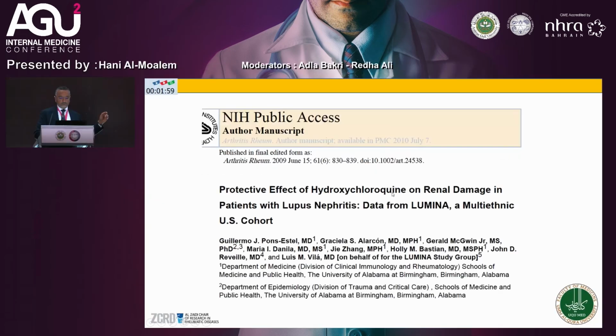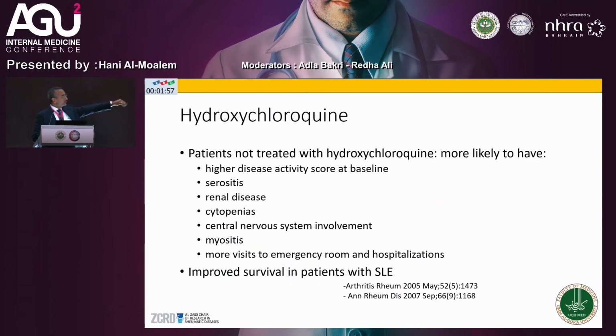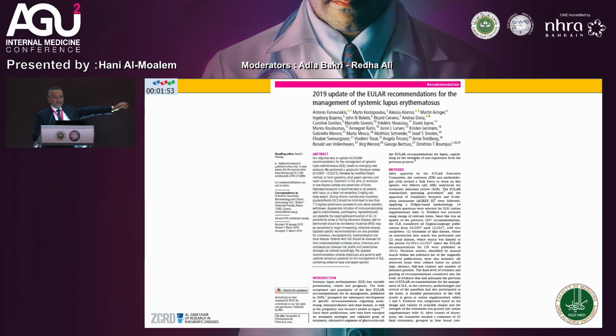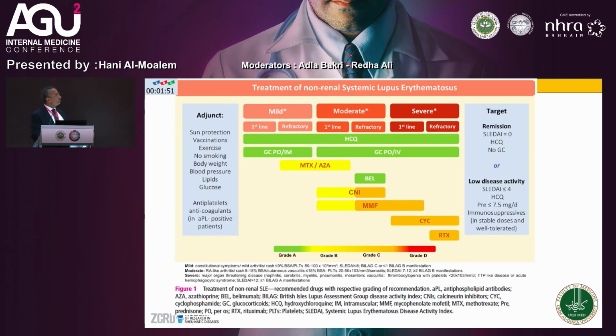Okay, so I'm almost finishing. These are advantages of hydroxychloroquine, very important to be maintained in lupus patients. These are the guidelines for lupus. You can see hydroxychloroquine should be maintained in mild, moderate, and severe disease. This is non-renal, and you can see steroids can be used anywhere from mild to moderate-severe disease.